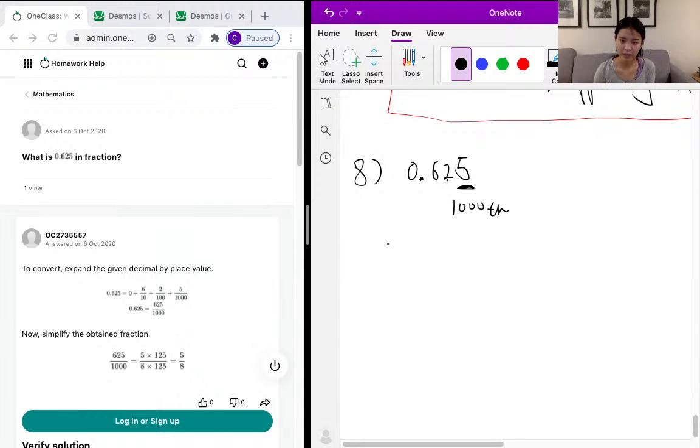So what we do here is very simple. We just write 1,000 as the denominator, and we put everything to the right-hand side of the dot over here in the numerator.